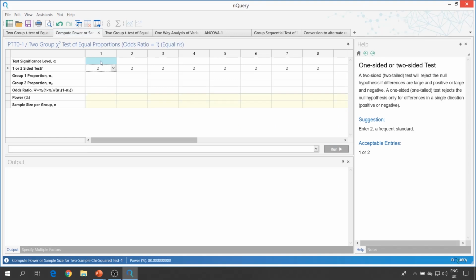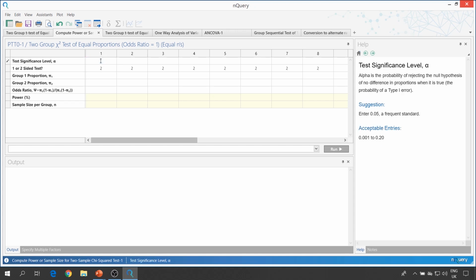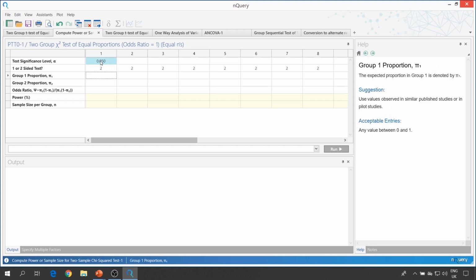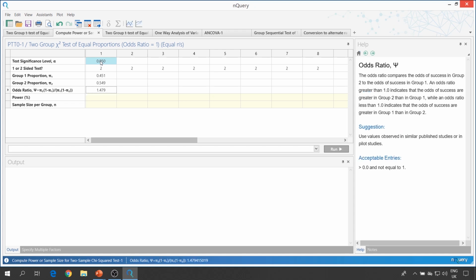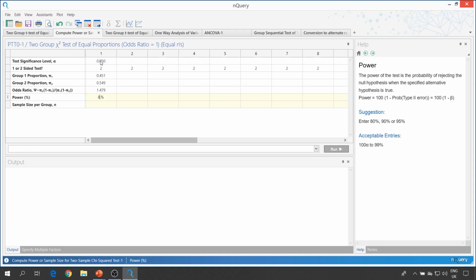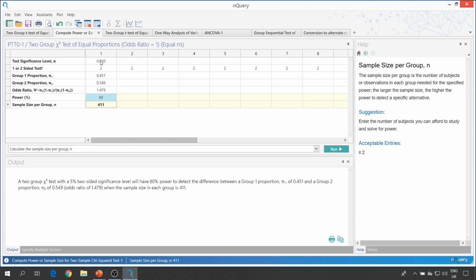So we'll go to the two sample chi-squared test, no continuity correction, minimizing the sample size there as well. So let's put 0.05, put in our two proportions of 0.4512 and 0.5488. We get an odds ratio of around 1.5. We put in our power of 80%. And now we have a sample size of 411 per group.